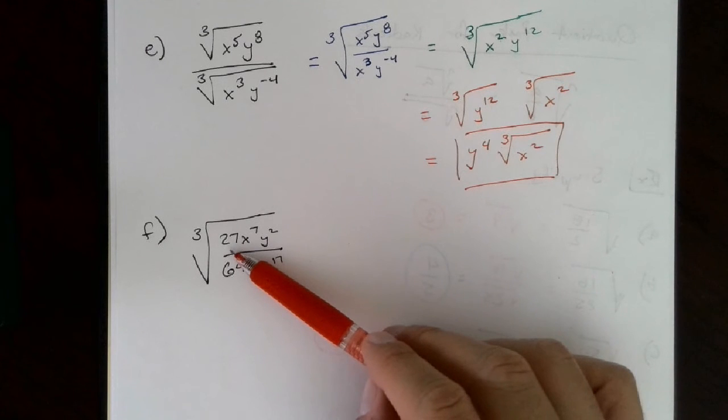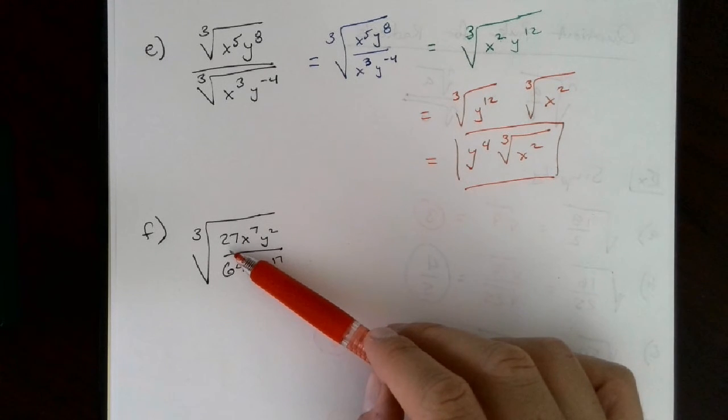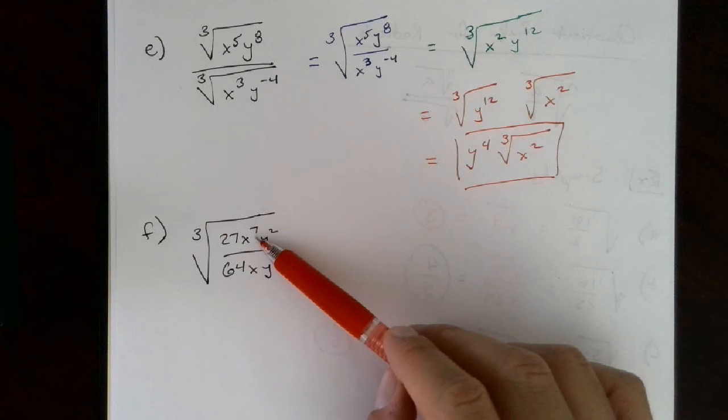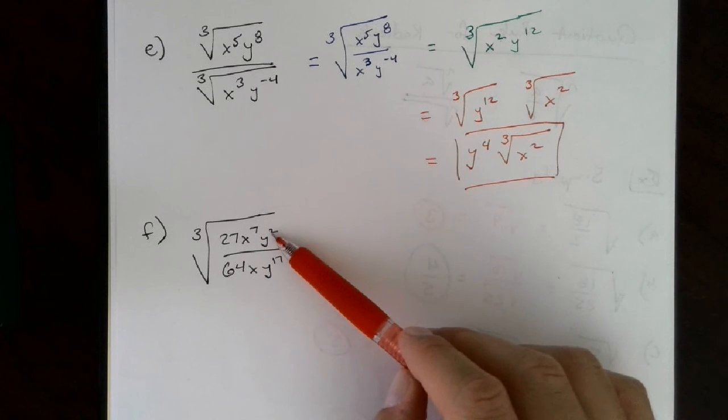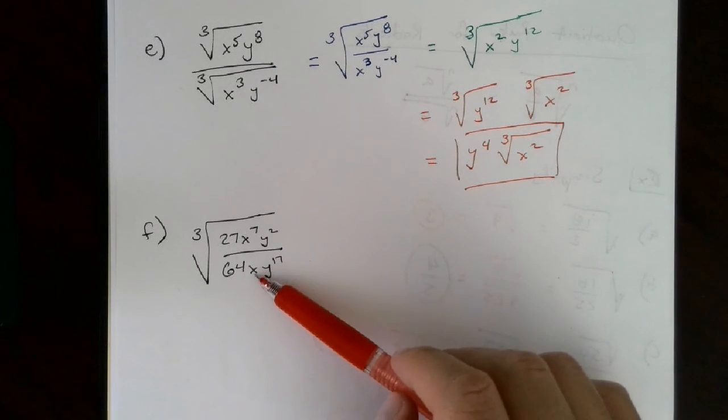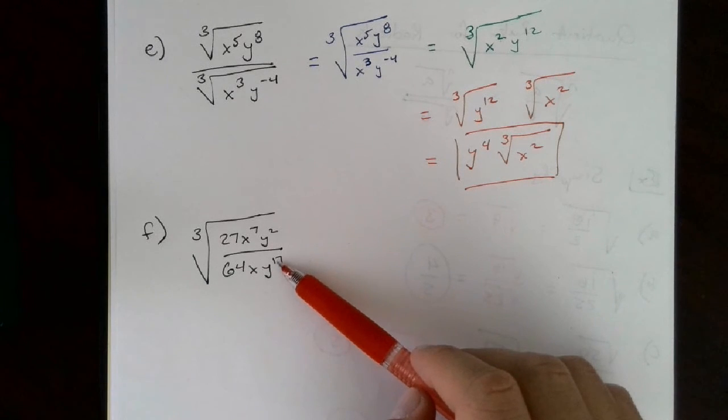Well, is 27 a perfect cube? The answer is yes, because 27 is a number to the third power, 3 to the third power. Is x to the 7th a perfect cube? Well, no, it isn't, because 7 isn't divisible by 3. Y squared, again, the power is not divisible by 3. 64, yeah, that is a perfect cube, because it's a number to the third power, that'd be 4 to the third power. X isn't a perfect cube, y to the 17th isn't a perfect cube.